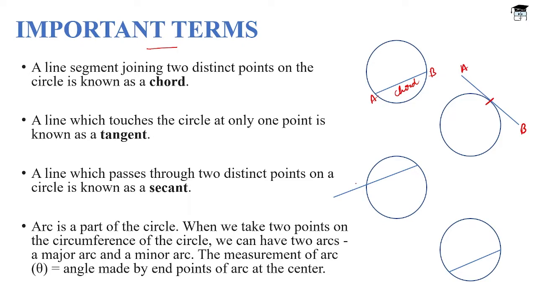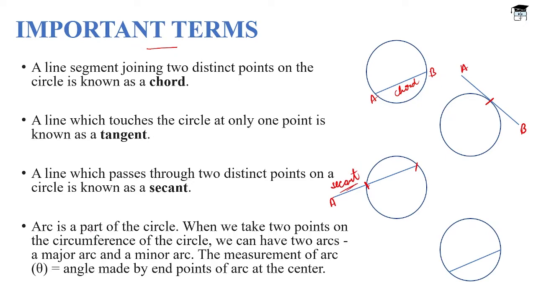Third, a line which passes through two distinct points on a circle is known as a secant. So a point A, and the line starts from A and passes the circle at two distinct points. Now this line is known as a secant.